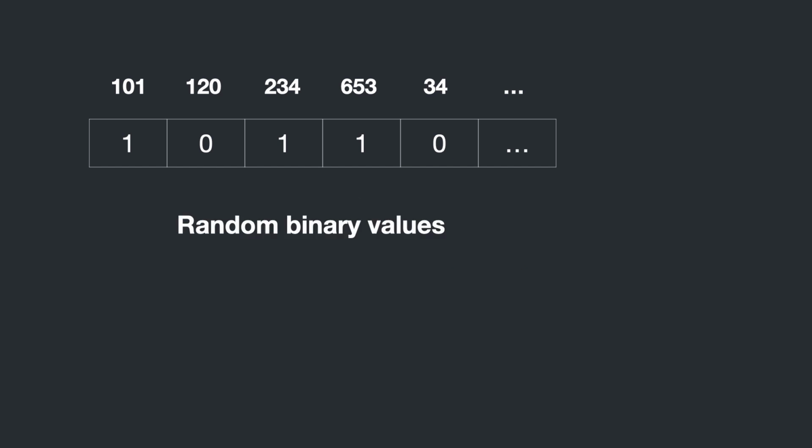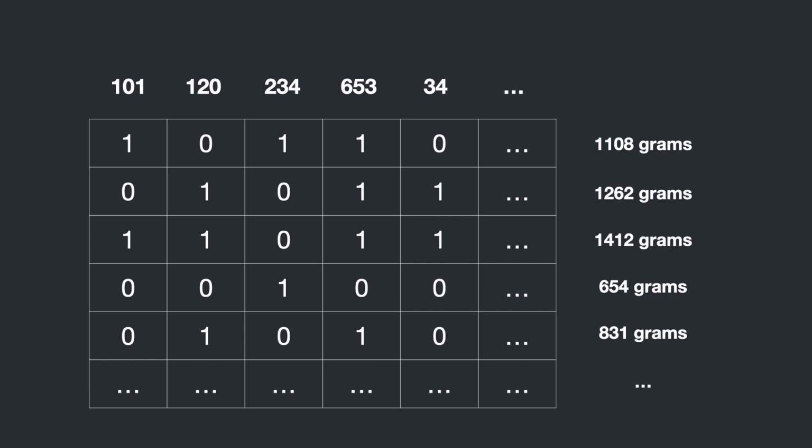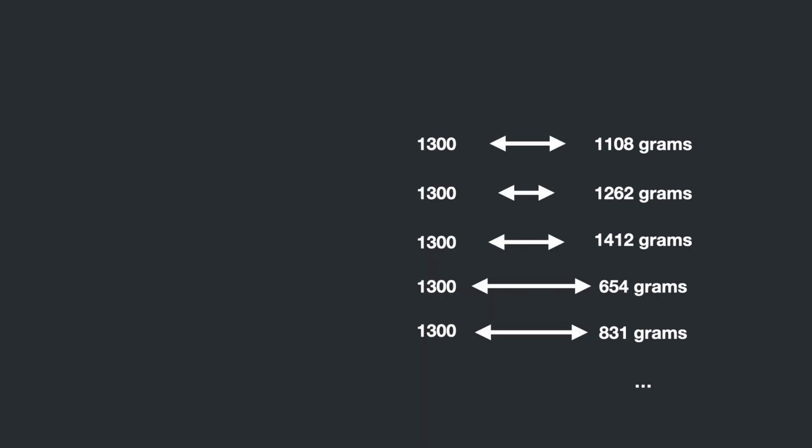When the algorithm starts, the genes are initialized with a random binary value. In fact, the initialization process generates a list of chromosomes where all the genes have a random binary value. This list of chromosomes is known as a population. Each chromosome in the population results in a total weight. Now there will be a difference between each total weight and the target of 1300. This difference determines something called the fitness of a solution. The smaller the difference, the higher the fitness. The fitness can be used to sort the solutions.